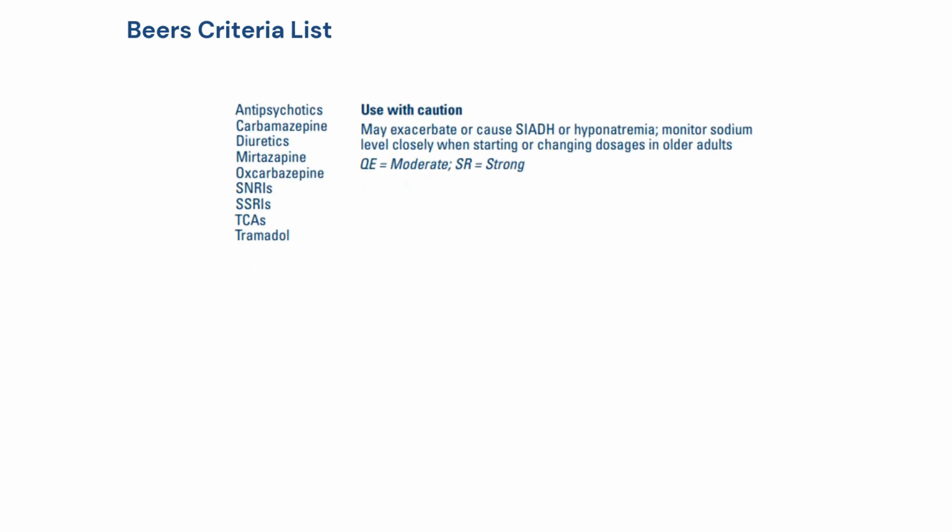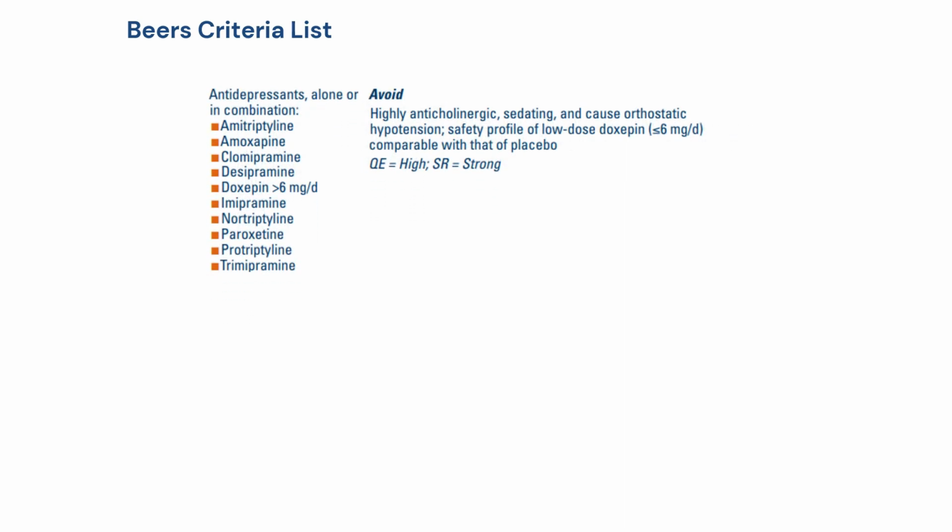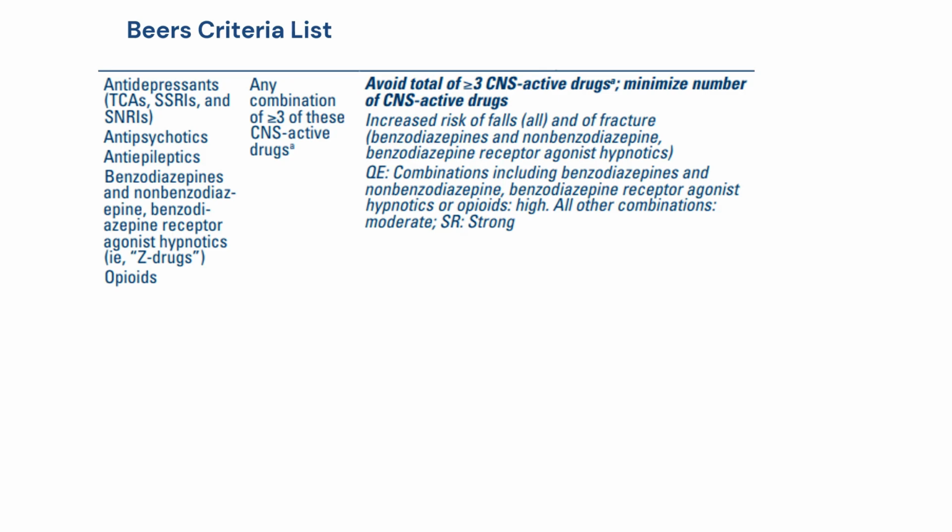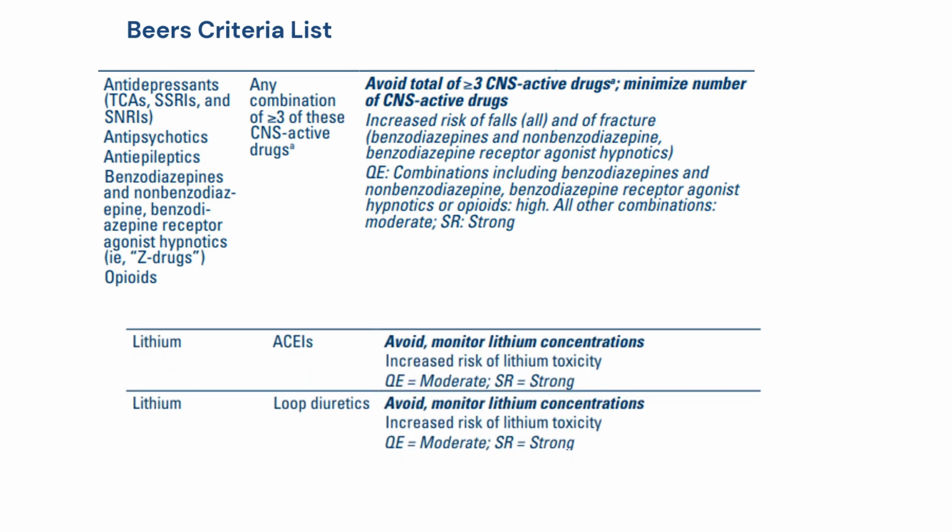Beers list criteria mentions that our antidepressants such as mirtazapine, SNRIs, SSRIs, and TCAs are to be used with caution because they can cause or exacerbate SIADH and hyponatremia. The antidepressants such as our TCA agents and paroxetine are highly anticholinergic and to be avoided. Antidepressants with use of antipsychotics, anti-epileptics, and benzodiazepines or Z drugs, more than 3 of these drugs may increase risk of fall or fracture. Lithium toxicity can be increased if it is used with ACE inhibitors or loop diuretics.